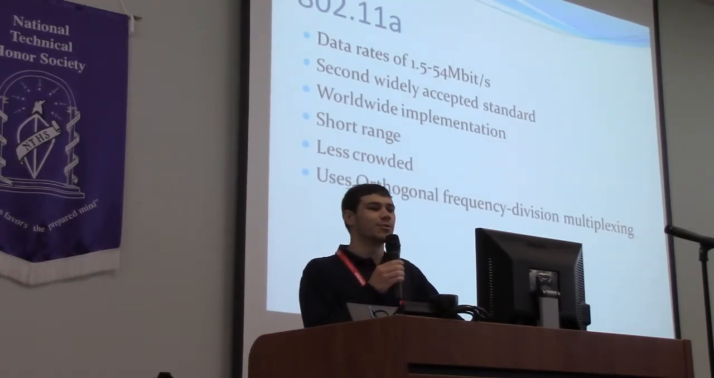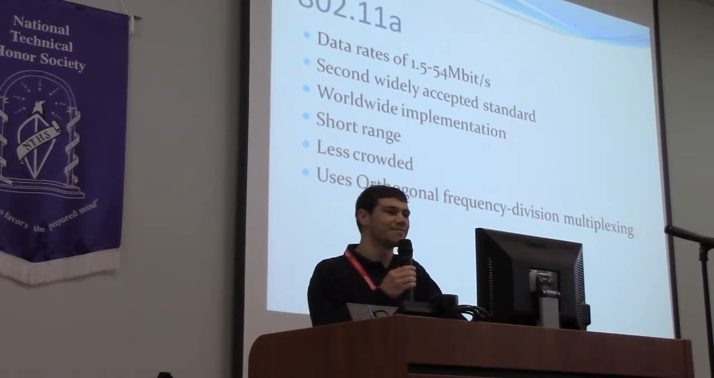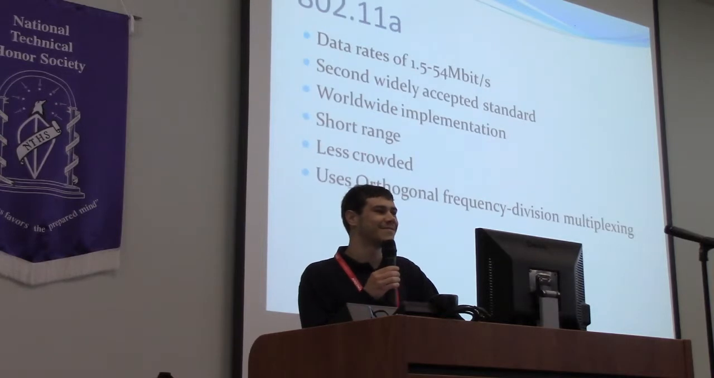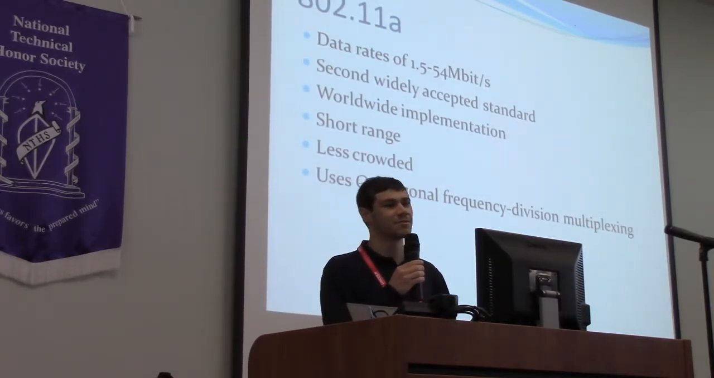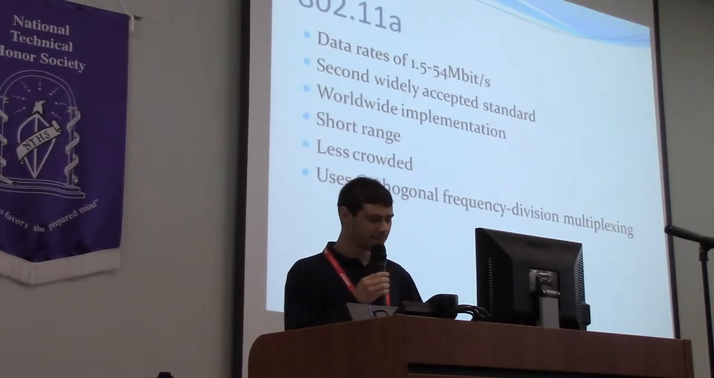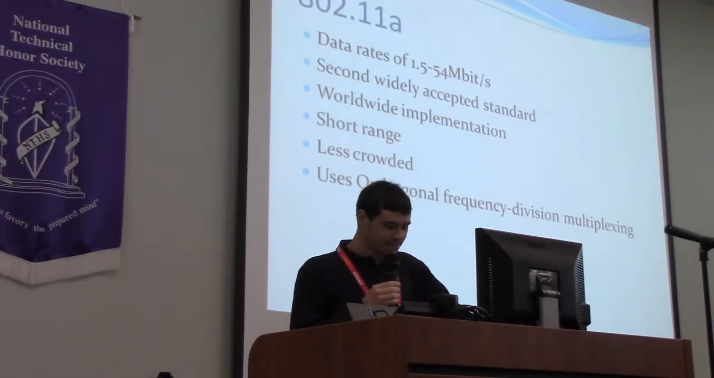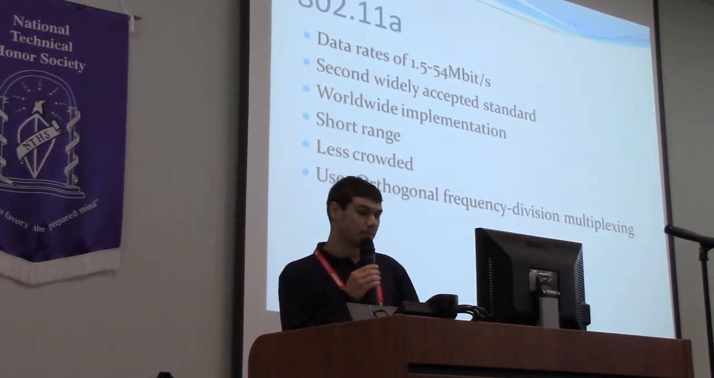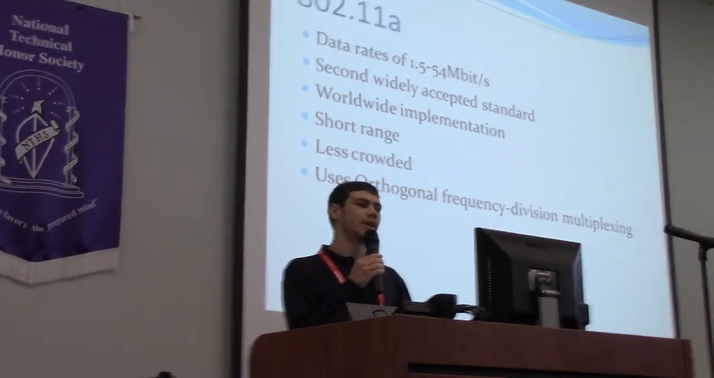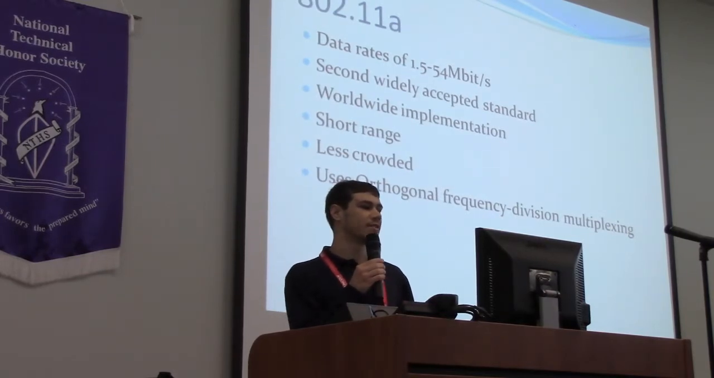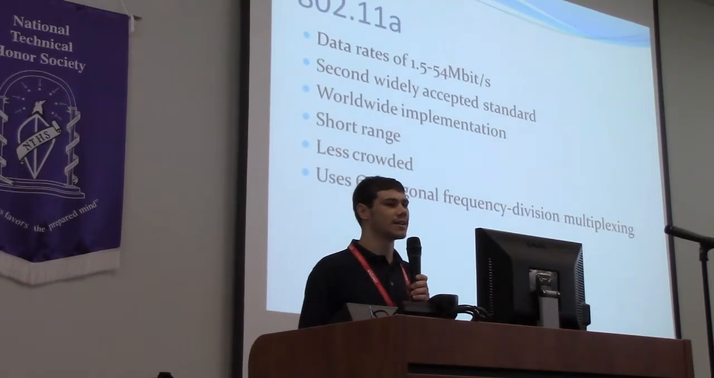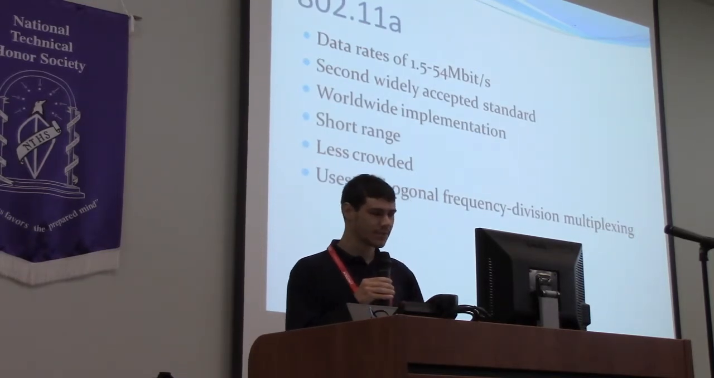Now, who can tell me what frequency 802.11a runs at? 2.4? I don't know. Maybe it's 5. Yes, that's correct. 5 gigahertz is the frequency A runs at. But as I said, it's got a very short range because of the frequency at 5 gigahertz, so it's not near as fast as, or as far as the other frequencies.